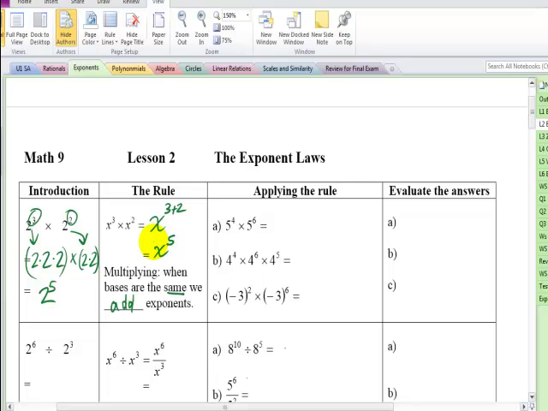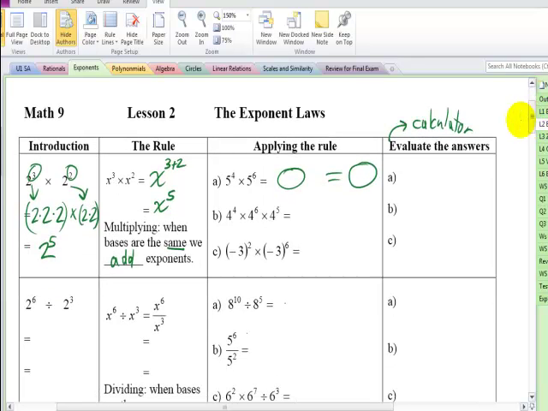Okay. So let's apply the rule. I want to see your work. Okay. Then I want to know what it equals. This, evaluate the answers. That's a calculator after you've done the work. If you can't do the work, your calculator is kind of useless to you because you'll only get 1 out of 4. That's a fail, 25%.